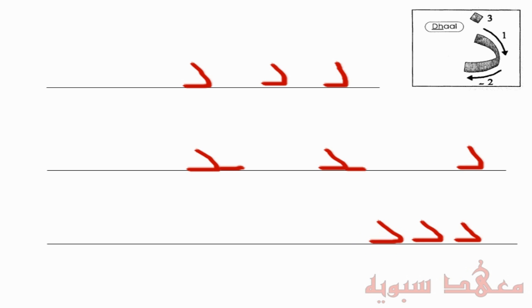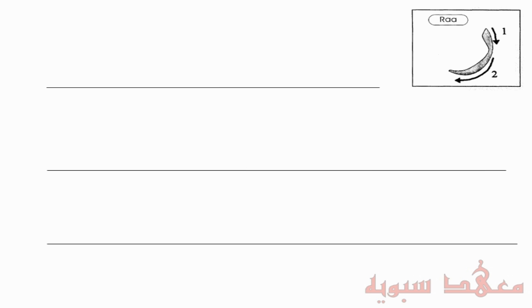Now with the dal, it's exactly the same as the dal with a dot on top. So each of them will have a dot. And we obviously write the dot after we write this part here. So dots will always be put after. Okay, next letter. So the ra.